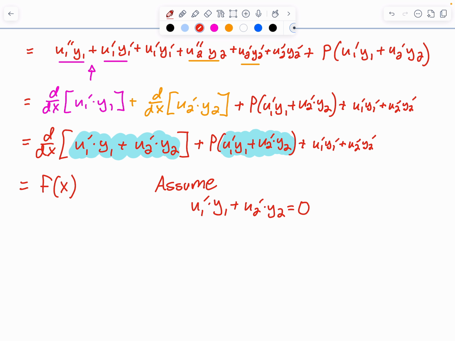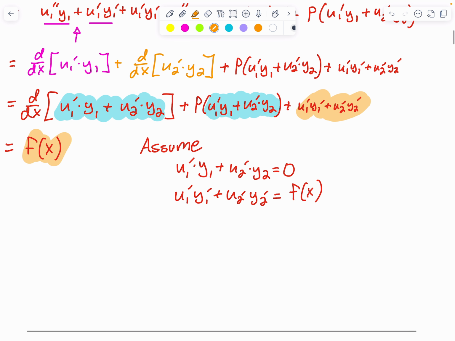Because if that were a 0, then I know that u1 prime times y1 prime plus u2 prime times y2 prime, I said plus, times. Did that now twice. That needs to be equal to f of x. If the blue ones are 0, then this thing here must be equal to that. That's the last thing we wrote.